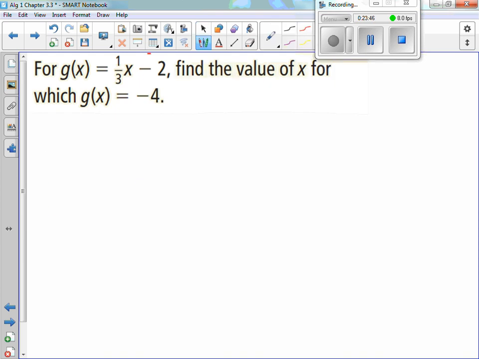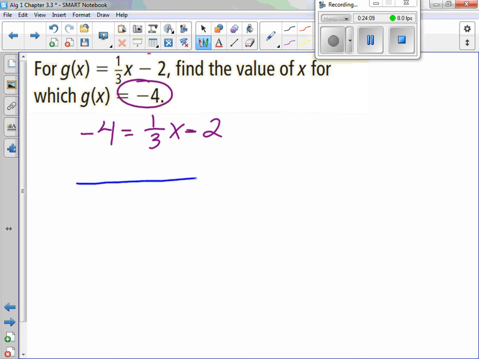For g of x equals 1/3 x minus 2, find the value of x for which g of x is equal to negative 4. So again, we're going to do the same thing that we did on the last one. We're going to replace g of x with negative 4. So negative 4 is equal to 1/3 x minus 2. Now again, to find the value of x, we need to get x by itself. So what do we need to do first to get x by itself?